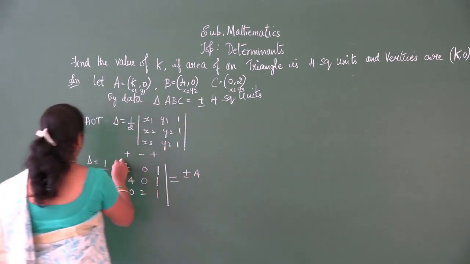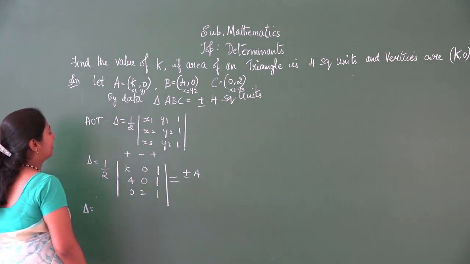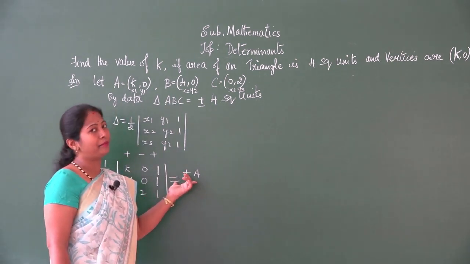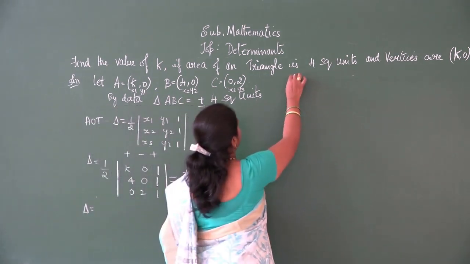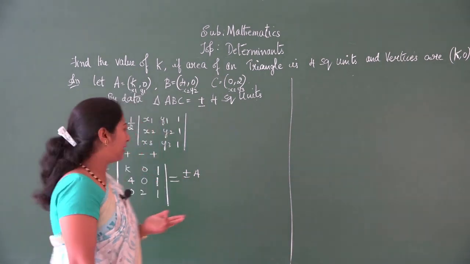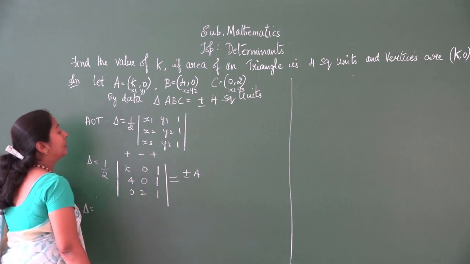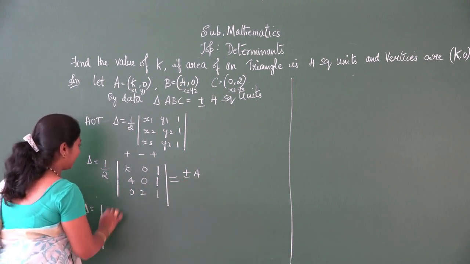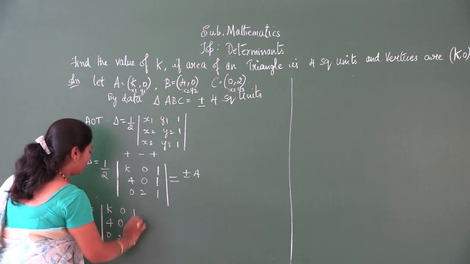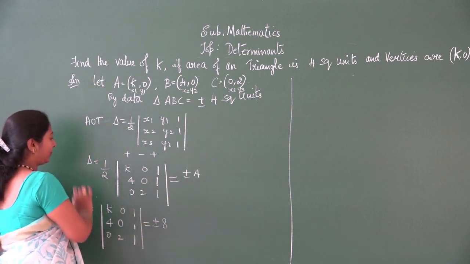Plus or minus 4. Here delta is equal to, when you expand the determinant, we are supposed to consider 2 cases, one for plus 4 and one for minus 4. So, in this problem 2 cases will arise. Case 1 will be for plus 4 and case 2 will be for minus 4. Here, if I cross multiply 2 into 4, what do we get? It is 8. So, this problem can be written as delta is equal to k 0 1, 4 0 1, 0 2 1, which is equal to plus or minus 8, that is 4 into 2 will be 8.